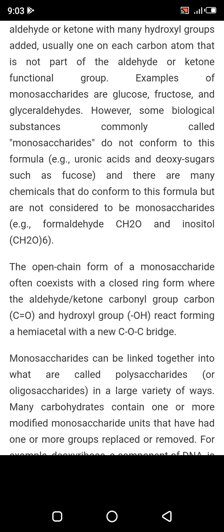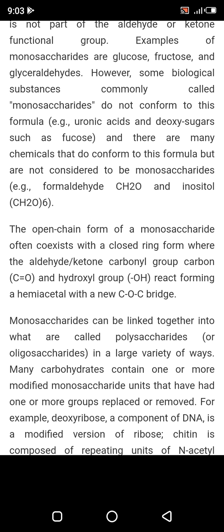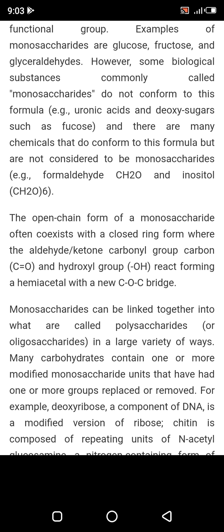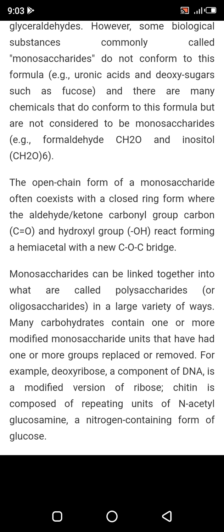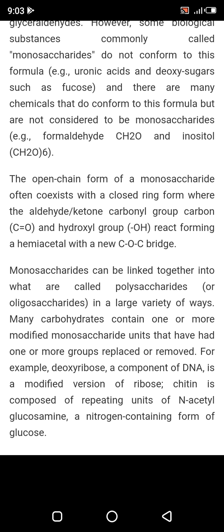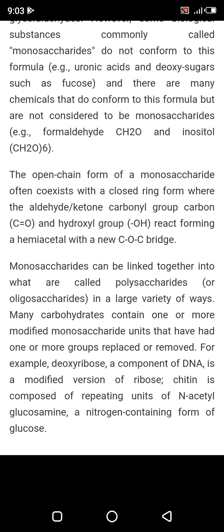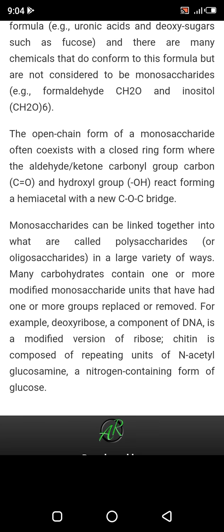The open chain form of a monosaccharide often coexists with a closed ring form, where the aldehyde or ketone carbonyl group (C=O) and hydroxyl group (-OH) react, forming a hemiacetal with a new C-O-C bridge, a carbon-oxygen-carbon bridge.